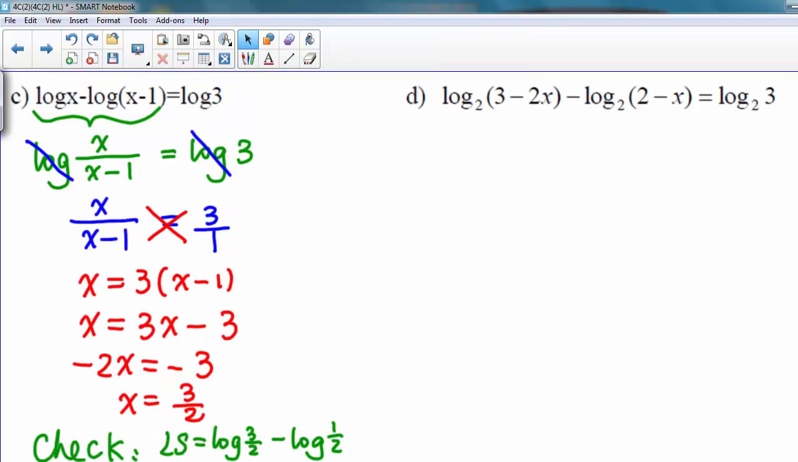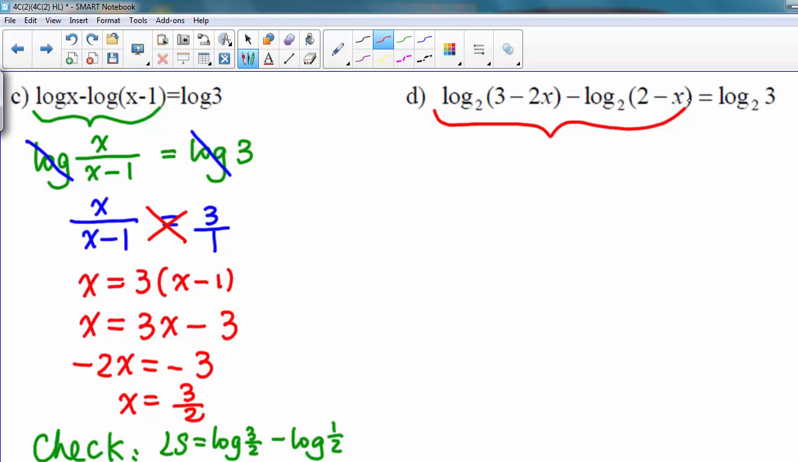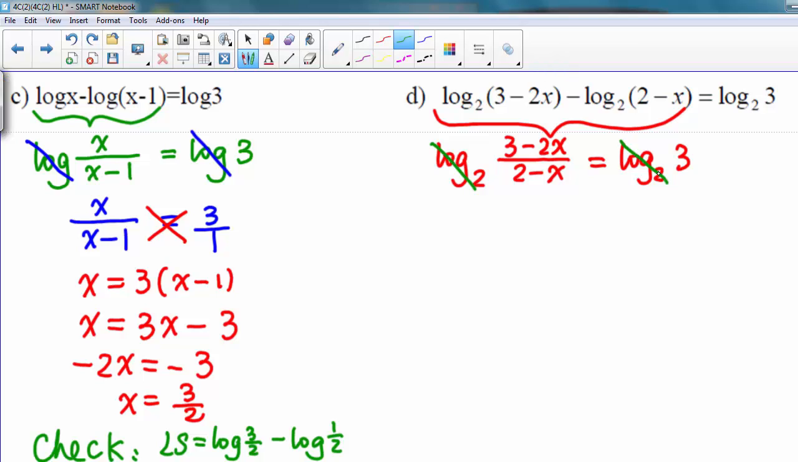Okay, the last one. So the same idea as what we did in the first three log equations. First, we need to combine these two logs into one log. Minus in the middle means dividing the arguments. So it's log base 2 of (3 minus 2x) over (2 minus x) equals log base 2 of 3. Both of these two sides have the same base log. Ignore the log and its base. The arguments must be equal. A rational equation again. I'll make the 3 into 3 over 1. Then I can cross multiply.